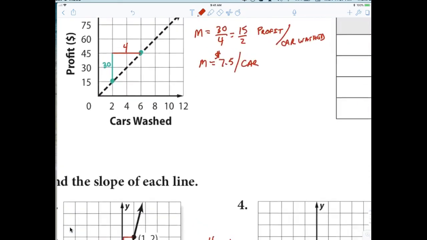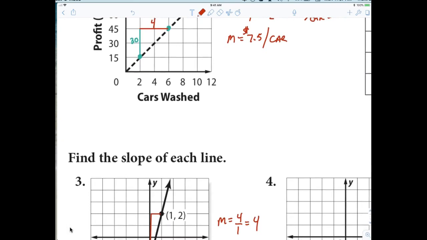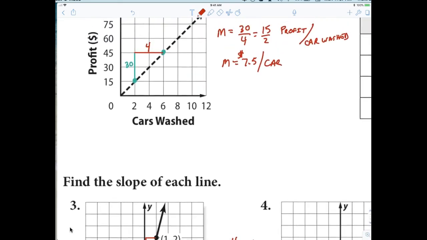I'm confused. It's just rise over run. We did like 5 examples of that. And 30 over 4 reduces to what? Look, you're counting by 15s. And you're counting by 2s down here. So I went up 2, which represents going up 30. Then I went to the right 2, which represents 4. Okay? All right. 30 over 4. Beautiful.